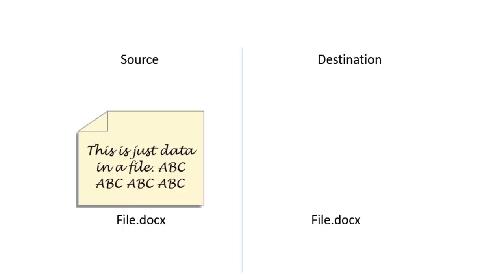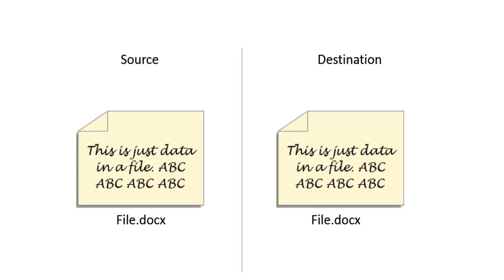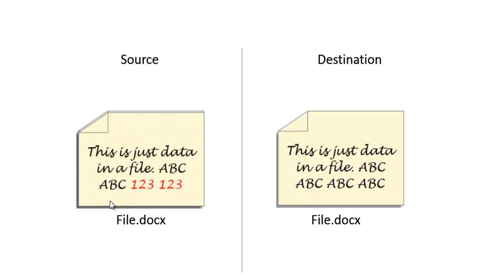So assume we've got a source and a destination, and we want to copy this file over to the destination side. The first time it's going to copy the whole file, as expected. However, let's assume we make a change to that source file. Now we've got a file that's got just one line that changed.